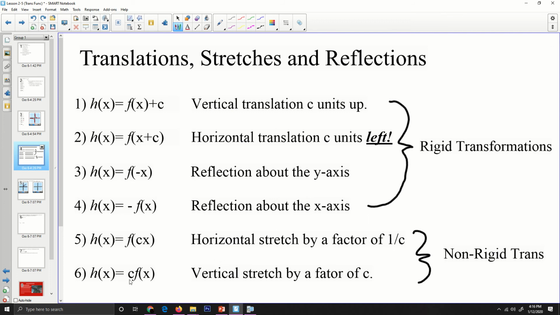And then if I multiply the function by a constant, the whole function, that's actually going to stretch it by a factor of c. Anyway, let's take a look at some of this stuff on the graphing calculator.